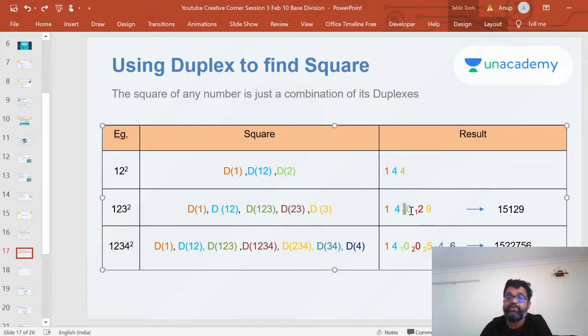Okay, so that's why this will come as a carry. Now hold on to the carry there. Only one digit you write, and whatever remaining digits you get, you put as part of the carry, right? So you write it as 10 this way. Now let's look at the duplex of 23.